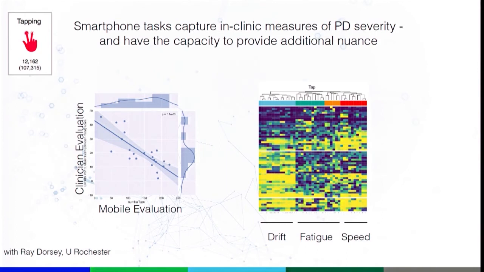For some people, it was the speed in which they could tap, so that was the number of taps. For some people, it was drift, so rather than pushing down accurately, they're sort of drifting across the screen. And for some people, it was fatigue, which is to say that they couldn't keep up a constant speed through the entire activity. And so we're able to start to see nuance within this very simple task that suggests to us that there may be more accurate sort of subphenotypes to consider that are now available.